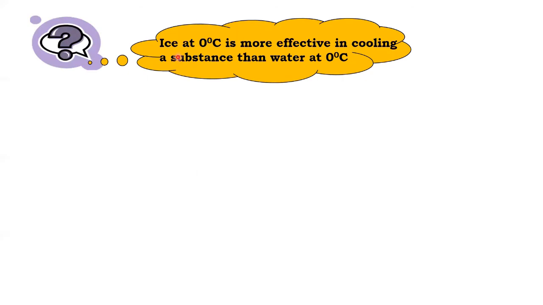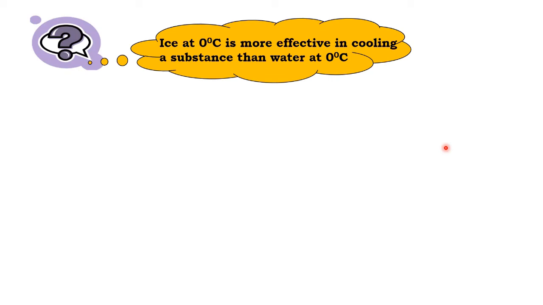Okay, so is ice at 0 degrees Celsius more effective in cooling a substance than water at 0 degrees Celsius? If you talk about ice at 0 degrees Celsius and water at 0 degrees Celsius, which will have the lower temperature? It is ice. Why? Because when ice is supposed to cool something, first of all, it will take its latent heat energy of fusion and then it will be converted into liquid, and then its temperature will rise with time if you keep it in open room temperature, right?